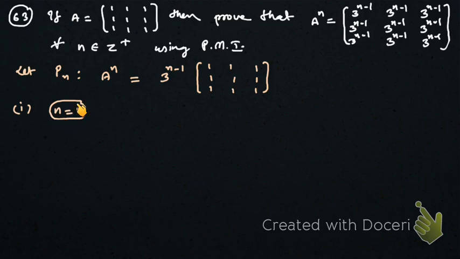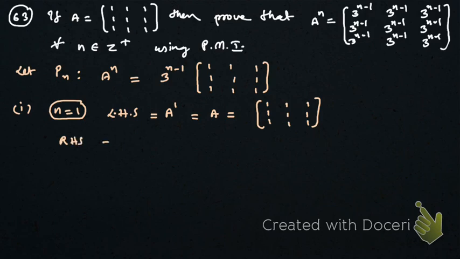Stage 1, we say n is equal to 1. Then I'll work out the LHS. LHS is A raised to 1, which is A. And what's A? That matrix, a 3 by 3 matrix with every single element as 1.